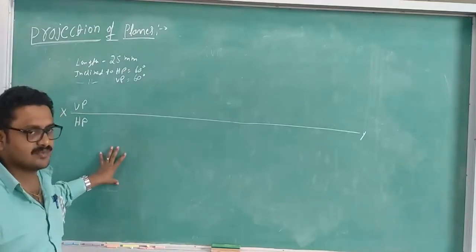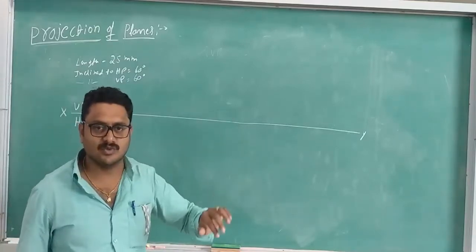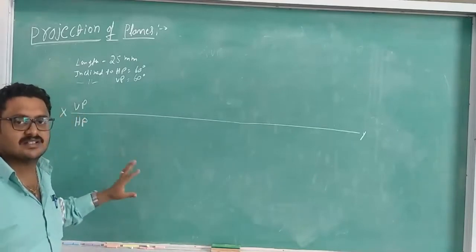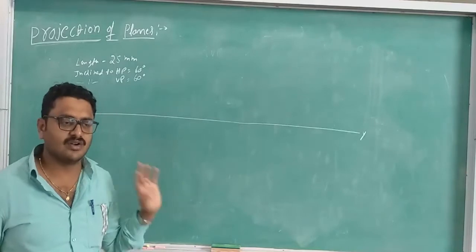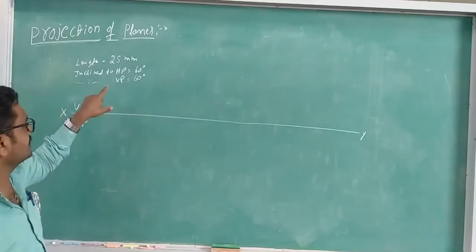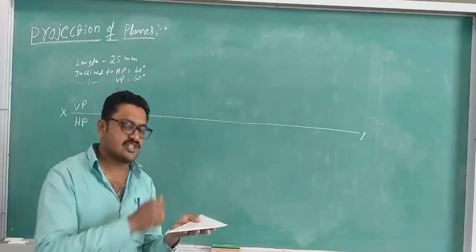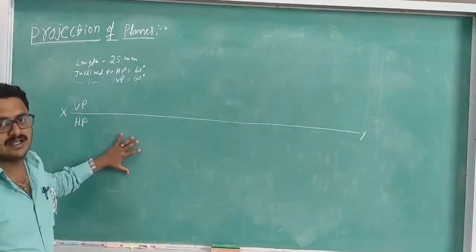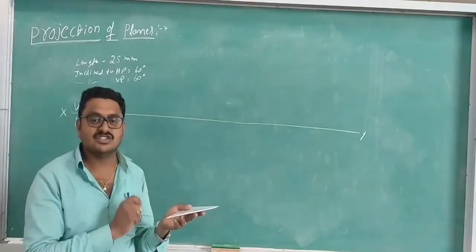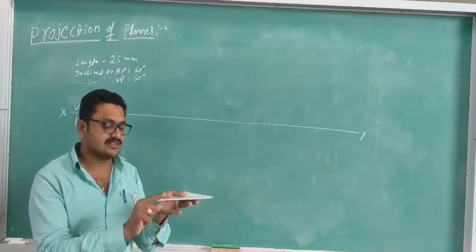When we do the first step correctly, the rest of the things will go smoothly. If the first step is a mistake, then whatever we do will be wrong, and we will not consider anything. So in the question they have given that this lamina is resting on HP, so we need to start from the horizontal plane, and it is resting on one of its edges, one of its sides.